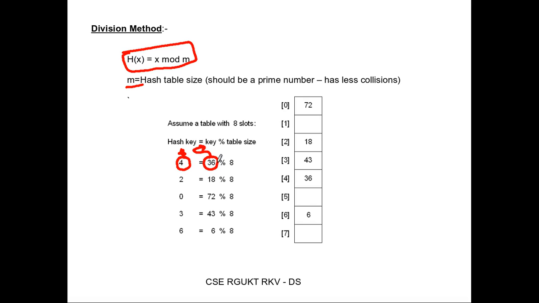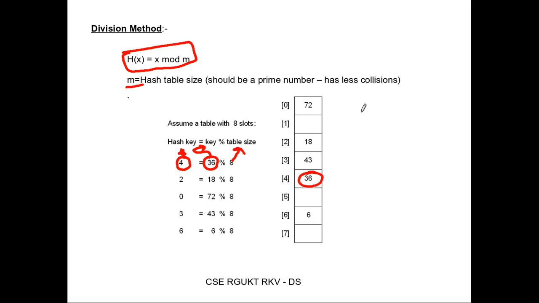What we do is, we apply the modulus operator to this key, that is, we say 36 mod 8, where 8 is the size of the table, that is the size of your array, and 36 is the key or the element which you want to store, and 36 mod 8 is 4 for you. At index 4, element 36 will be stored for you.